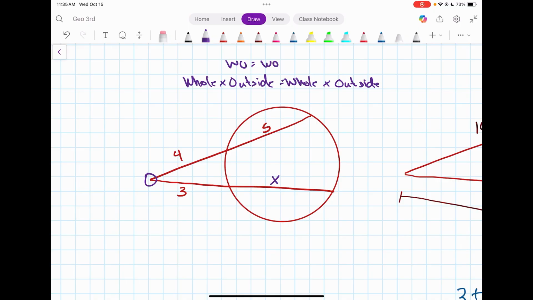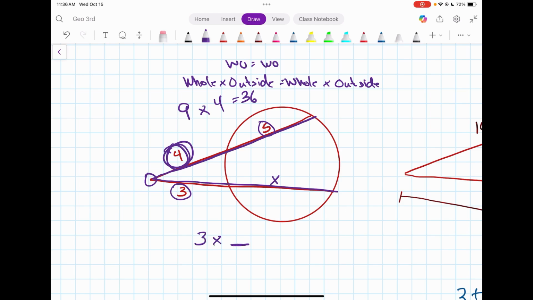What we mean by that, top line segment, the whole thing is equal to 4 and 5, which is 9, times the piece that's on the outside is 4. So we know that that product is 36. Same thing works on the bottom. The whole thing times the part that's on the outside. Now we know that 3 is on the outside, so we know that 3 times something would have to give us that same product, and obviously that number would be 12. So the whole times outside down here would be 3 times 12.